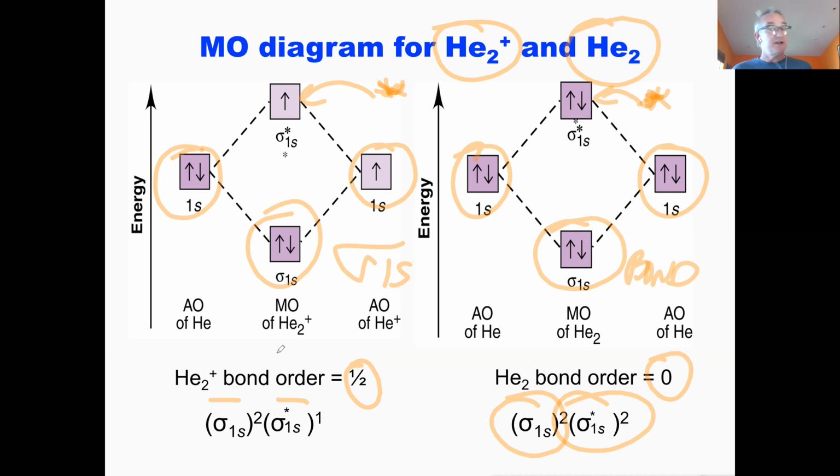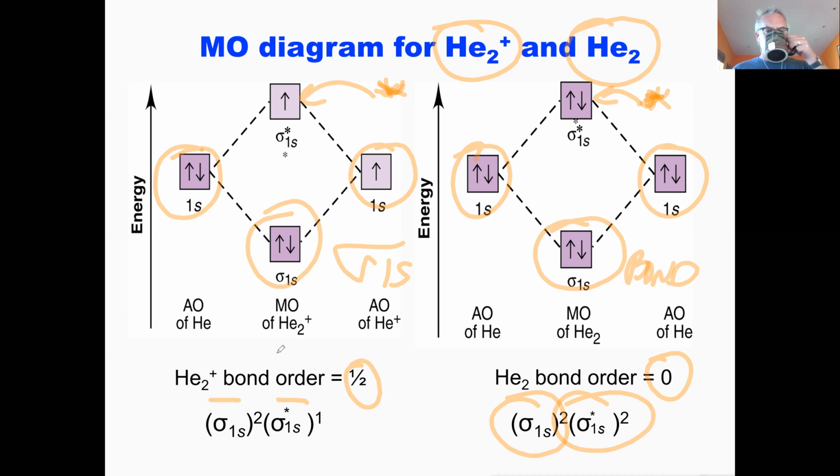That means this bond does not form, because I have the same number of electrons that are bonding as ones that are anti-bonding. You add them together, you don't get anything. So basically, you're taking 2 and minus 2, adding them together and getting 0. So do you see how this works? It predicts that helium will not bond, and that's true, obviously. Do you see how that works? Why one bonds and one doesn't?